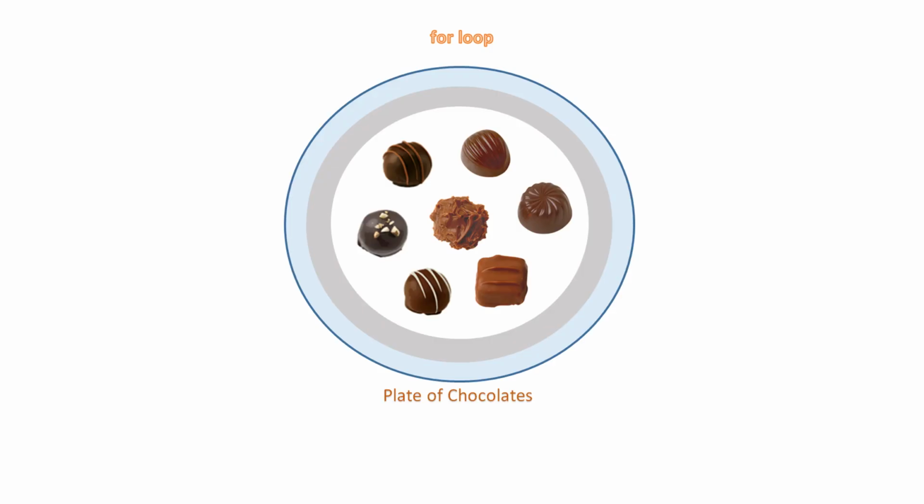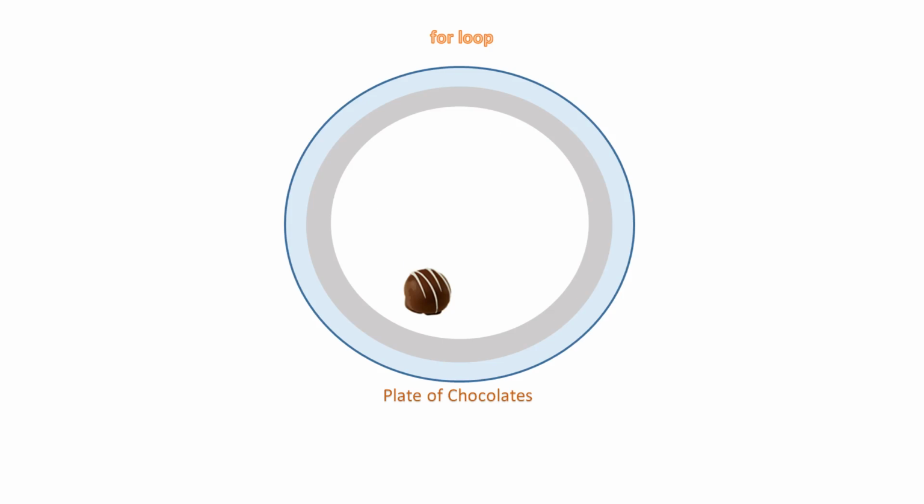Consider I have varieties of chocolates on my plate. I cannot eat all the chocolates at one go, but I can eat one chocolate at a time and will continue to eat until my plate is empty. Now my plate is empty, so I will stop the loop. You can relate this example with for loop in Python programming.